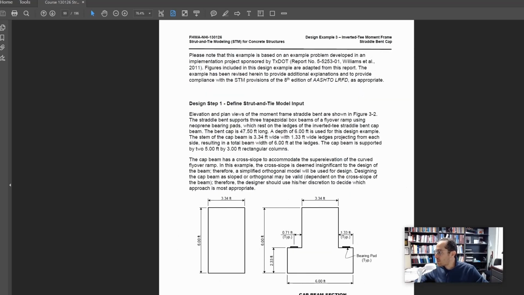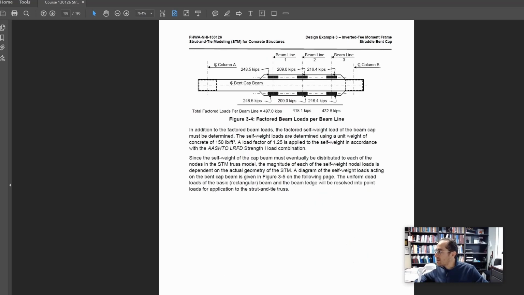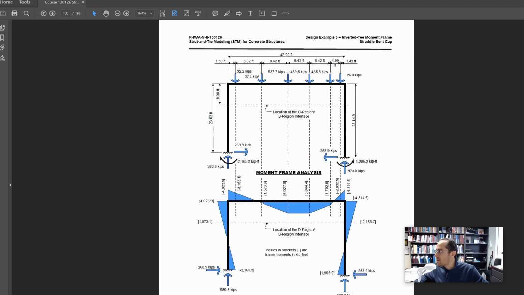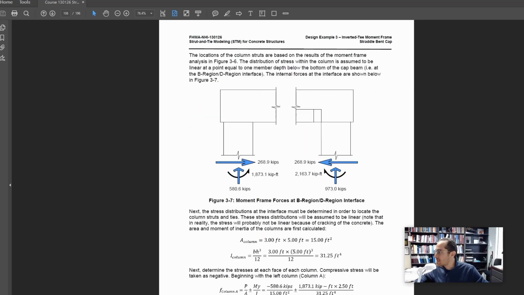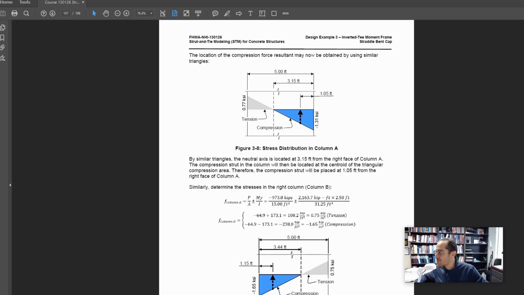Oh, the third one is also a good one. So you can see this is an inverted cap section. He's designing with bending moments. He's doing a frame analysis because he needs to determine those triangular distributions. So it always comes down to this triangular distribution for moment.